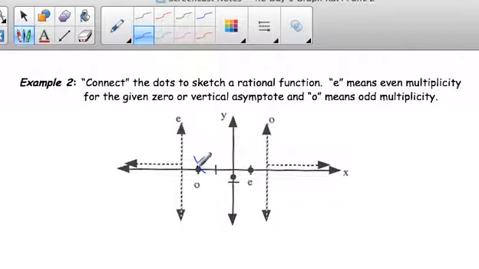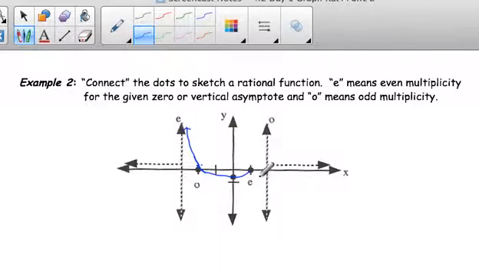To the left of the x-intercept, our graph is going to continue upward towards this vertical asymptote with even multiplicity. Once it passes through the x-axis, it's going to go along and eventually go through the y-intercept, and then we need to approach the next x-intercept.